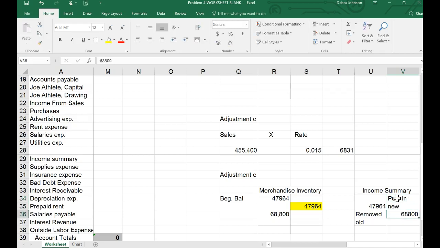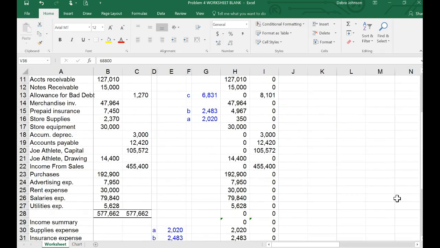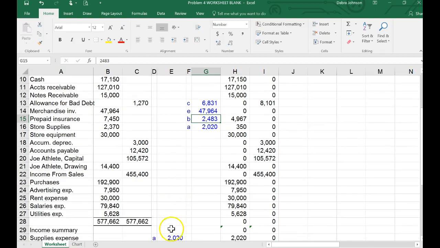So we're going to put that on our adjustment worksheet by following those 2 steps. So again, we're going to do it in 2 steps. Take out the old, put in the new. So the first part of letter E is to remove the $47,964 to take it out of the merchandise inventory, and you noticed here now that the balance in the inventory is 0, and to put it in to the income summary, $47,964.